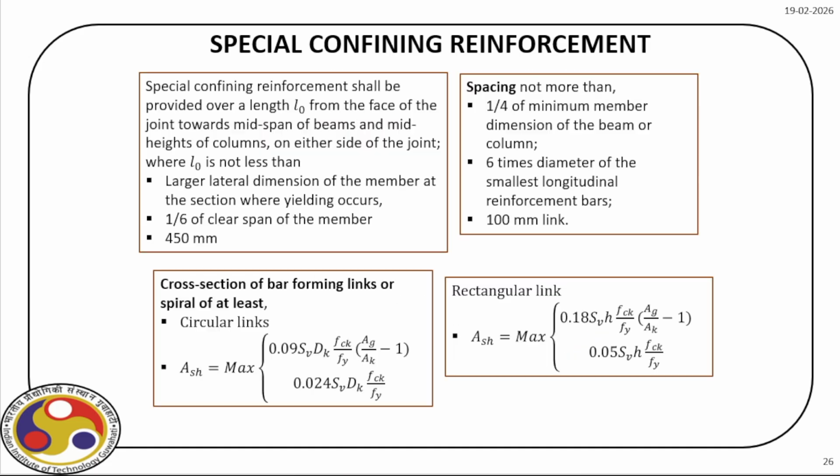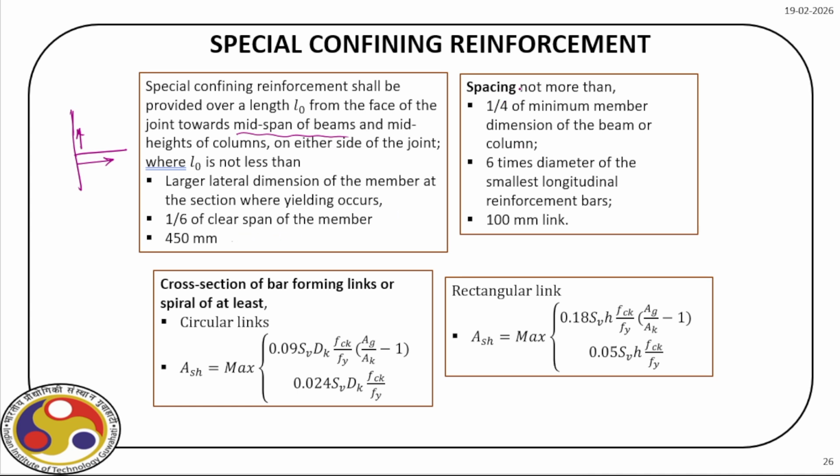We'll see what those special confining reinforcements are, but before that, special confining reinforcement shall be provided over a length of L0 from the face of the joint towards the midspan of the beam, and at mid height of the column. So if we have a beam column junction, from this face up to this direction, the length L0 is not less than the larger lateral dimension of the member at the section where yielding occurs, 1/6 of the clear span of the member, and 450 millimeter.